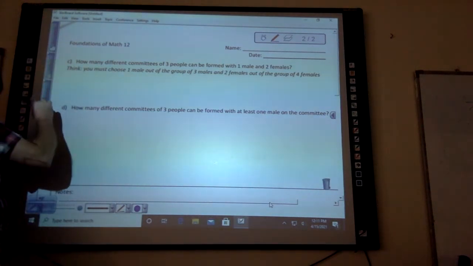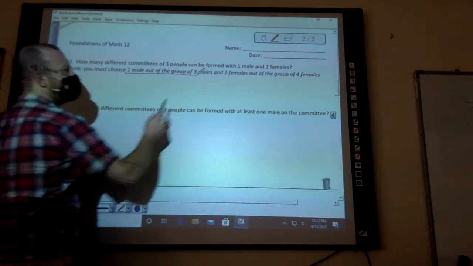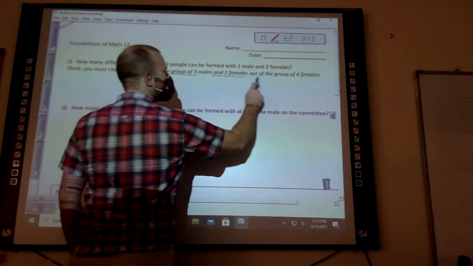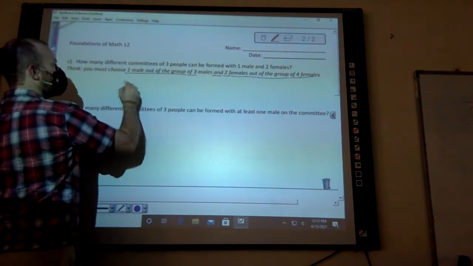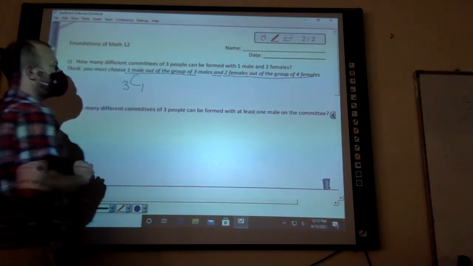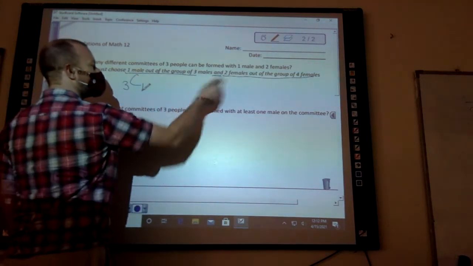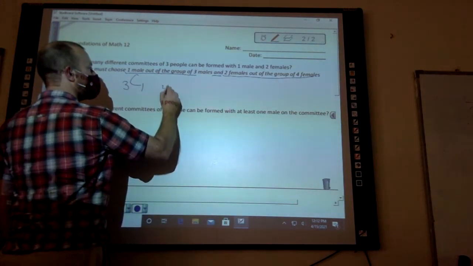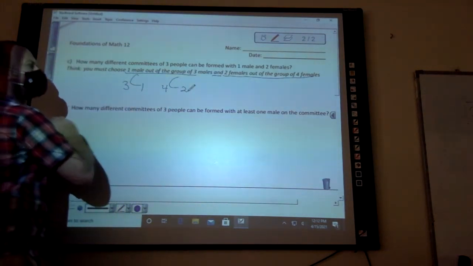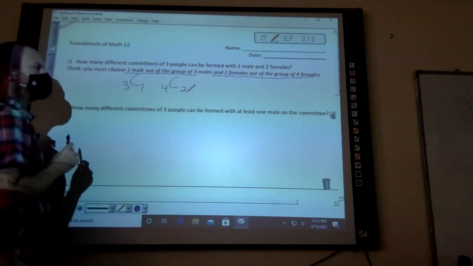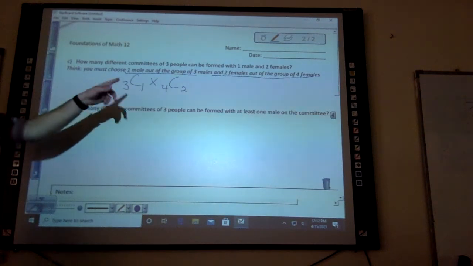And so what you can think about this is, we're choosing 1 male out of a group of 3 and 2 females out of a group of 4. So we're going to say, out of 3, I want to pick 1. 3 choose 1. And for this one, it's going to be 4 choose 2. So I'm picking 1 male out of 3, and 2 females out of 4. And due to the fundamental counting principle, I multiply these 2 things together to get the total.